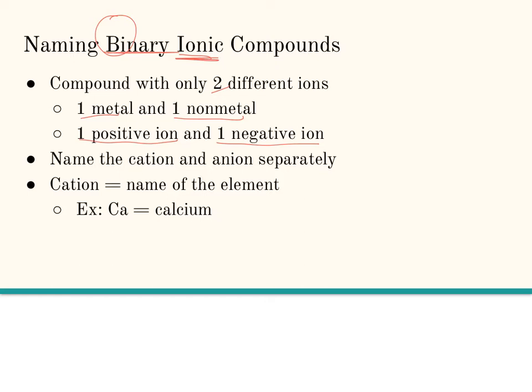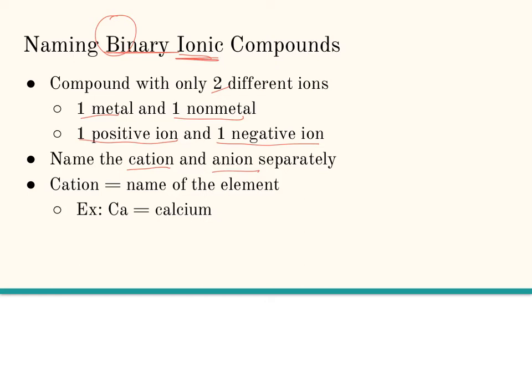So if we think back to writing chemical formulas, we wrote formulas in which one of our ions came from the positive side of that chart, and one of our ions came from the negative side of that chart. And so the system of naming for ionic compounds is going to be such that one of the ions is going to be a metal, one is going to be a nonmetal. When we name binary ionic compounds, we want to name the cation and the anion separately. Remember when writing the formulas, the cation or the positive ion goes first.